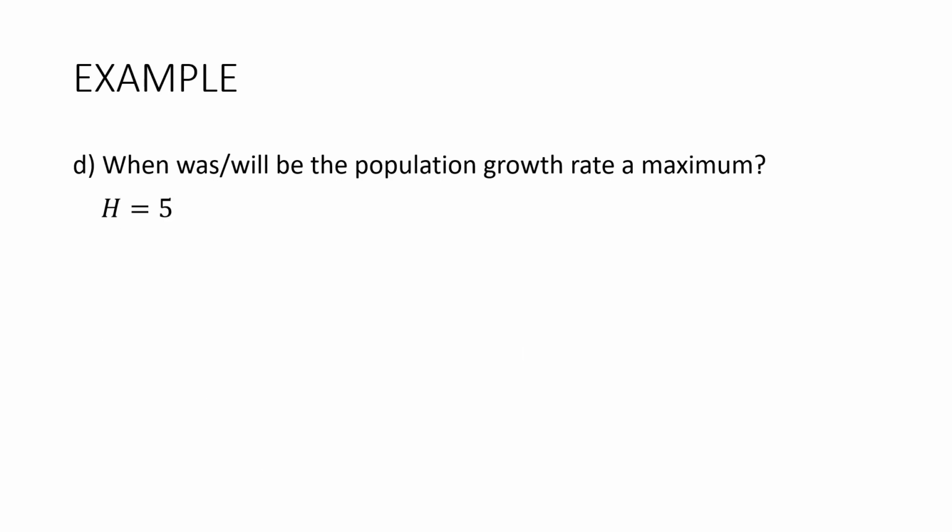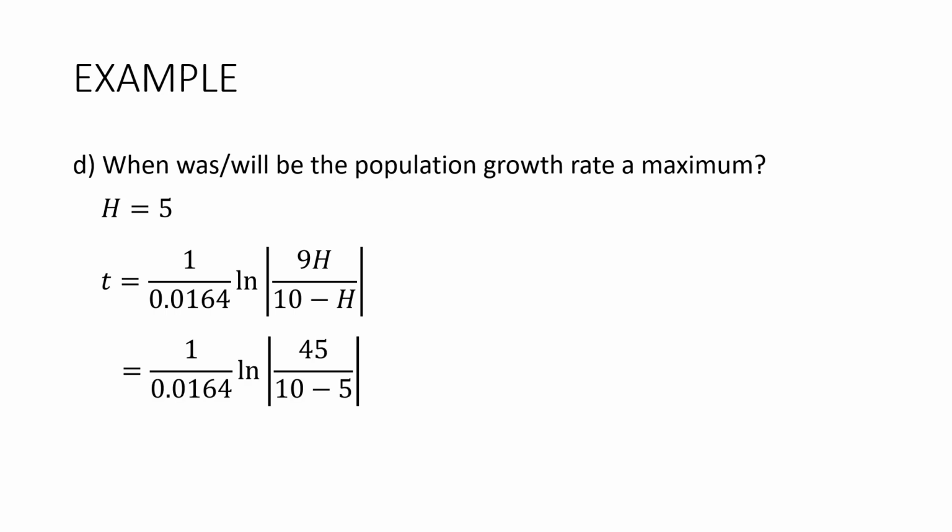And again, we're going to use this formula where t is the subject, substitute in h is equal to 5, and into the calculator we get t is equal to 134 years after 1804, or in other words, it was at its maximum growth rate in 1938.